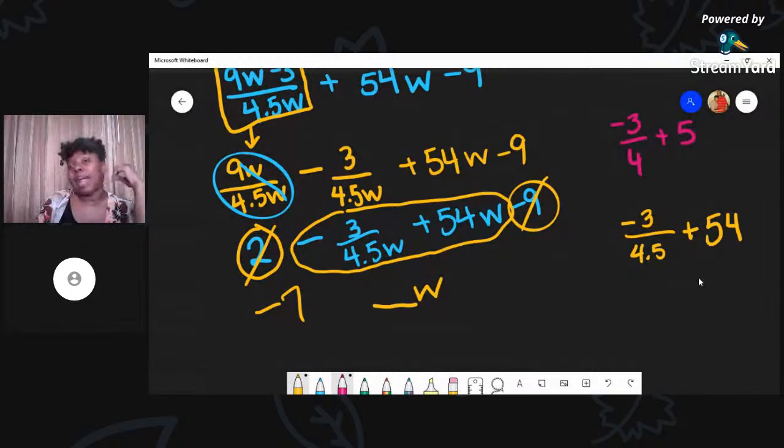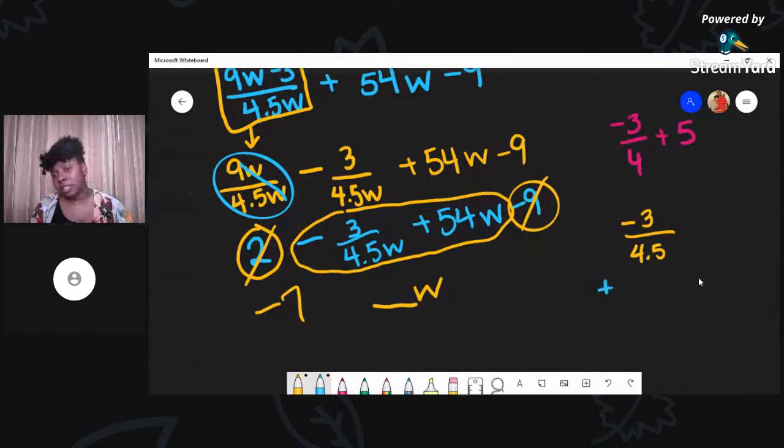What do we need when we're adding fractions? We need a common denominator. Now, I want to get rid of this decimal. I don't want to have a decimal as my denominator anymore. I'm just going to move this here.